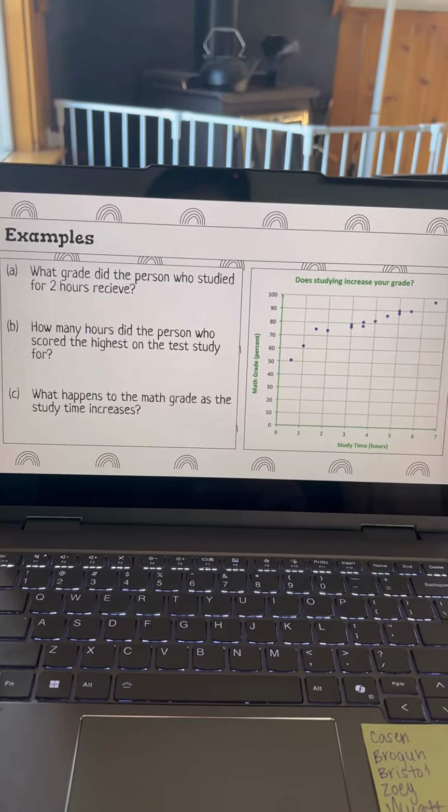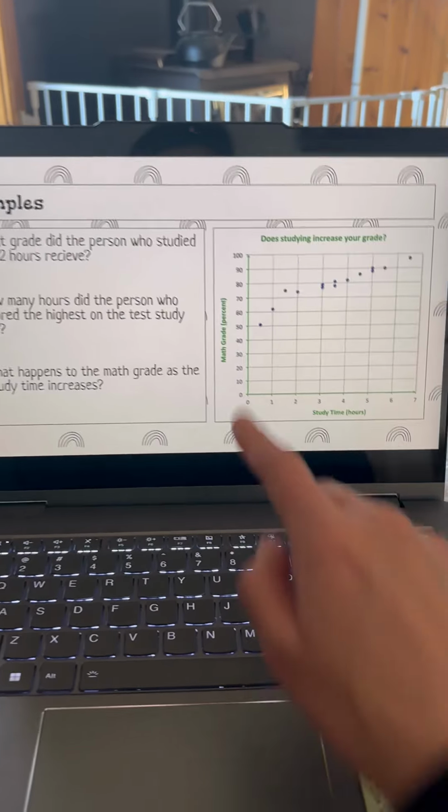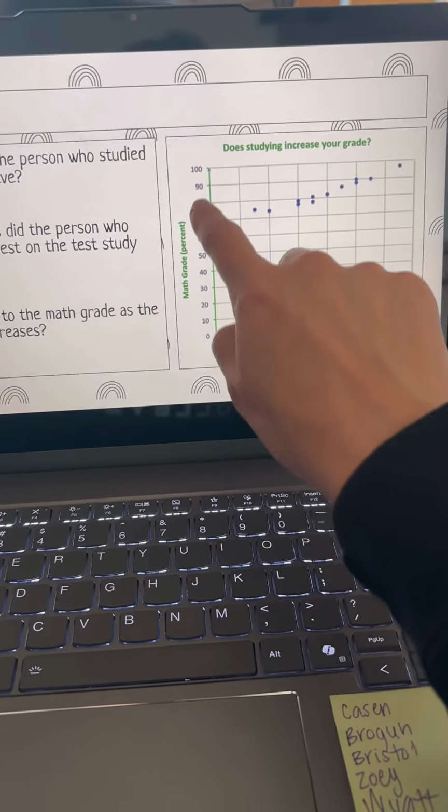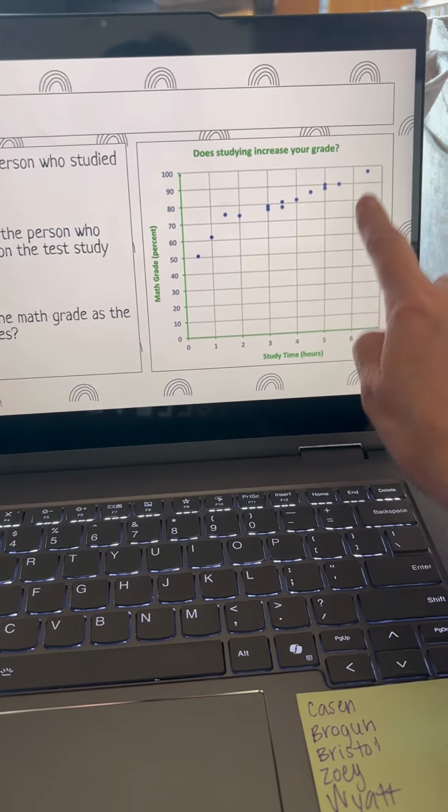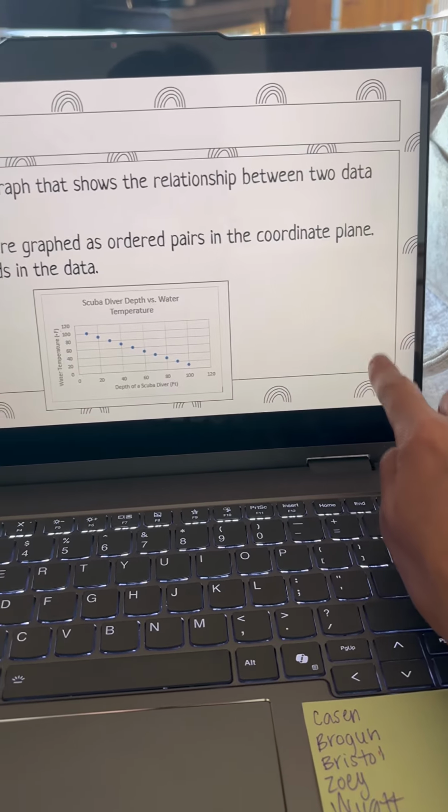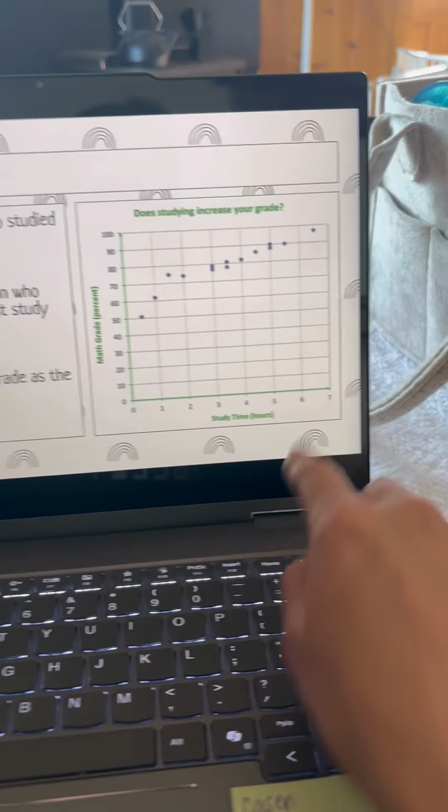How many hours did the person who scored the highest on the test study? Well, the highest test score, if I'm looking at the test scores here, is way over here. And that person studied about 6.5 hours. Whoops, sorry, 6.5 hours, in between the 6 and 7.